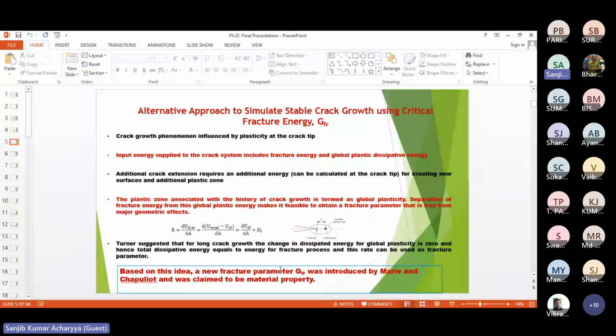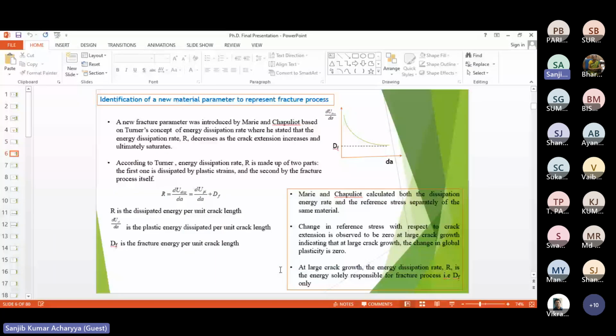If we look at Turner's proposition, this curve shows the total dissipative energy rate in terms of crack length. It decreases with the increment in crack length and ultimately saturates. This was the observation by Turner. If we decompose it, there are two parts in this rate: one to supply the global plasticity level, another to supply the fracture process. Marie and Chapuliot also did experiments on two different specimens, and they found the same observation as Turner's proposition, that the total dissipative energy rate ultimately decreases with the crack length and saturates.